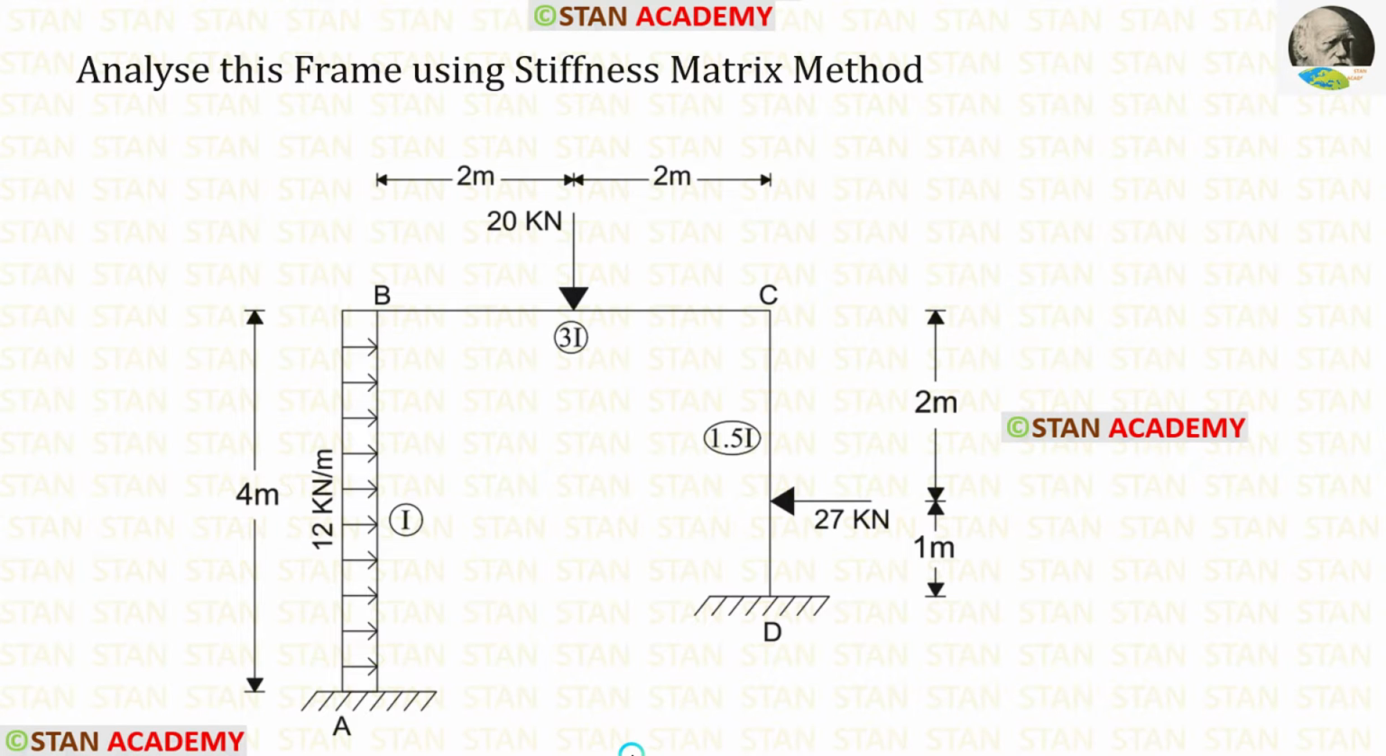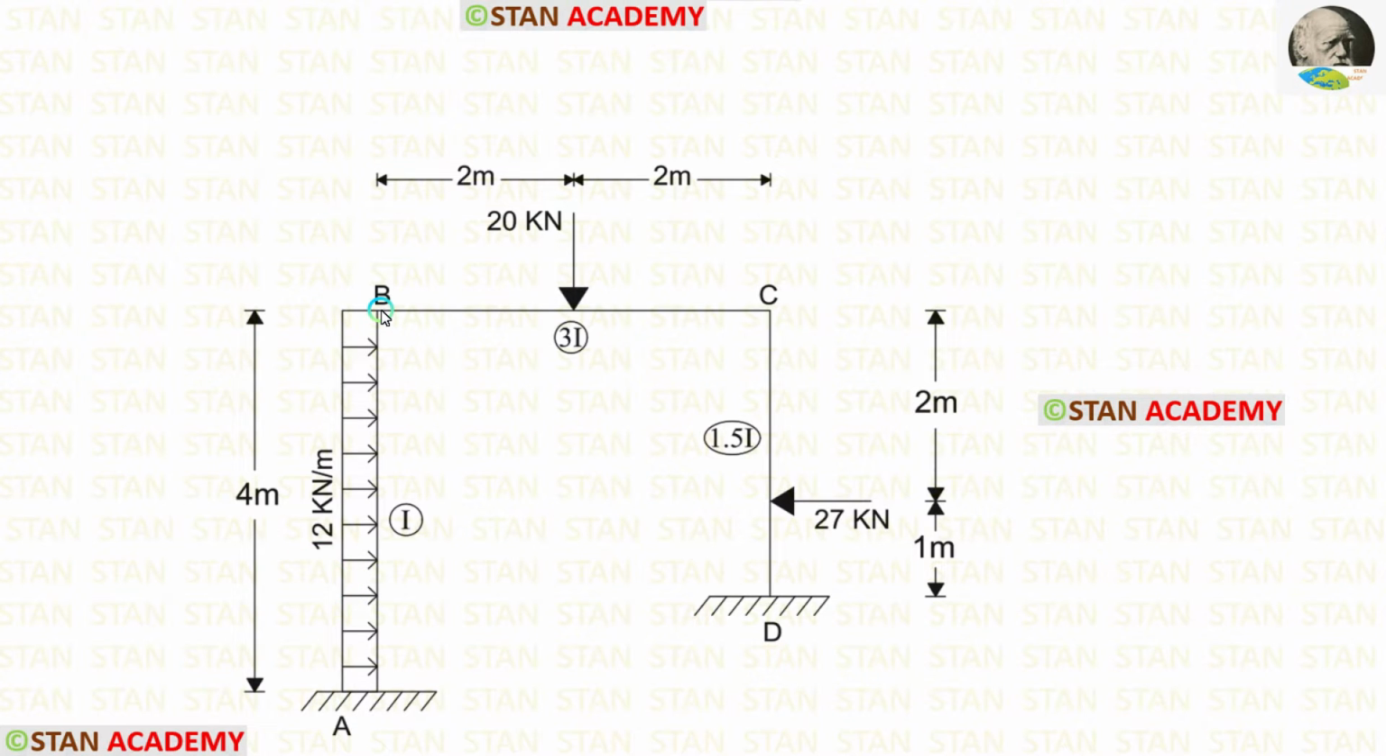Hello everyone. Today we are going to analyze this frame using the stiffness matrix method. Before analyzing, let us see the frame one time. In this frame, there are two columns, column AB and column CD.